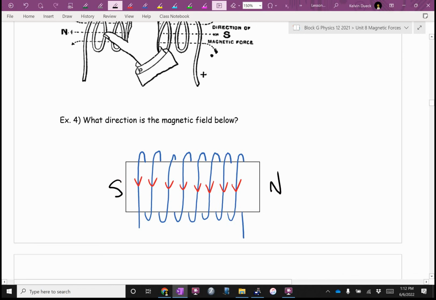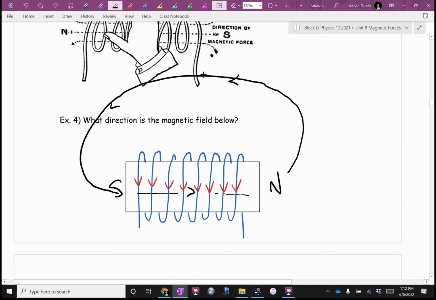That's the South Pole. The magnetic field lines would go like this then. Inside the solenoid, the magnetic field lines point to the right, but outside the solenoid, that's north, that's south. There's my magnet. We'll practice some more of these too.